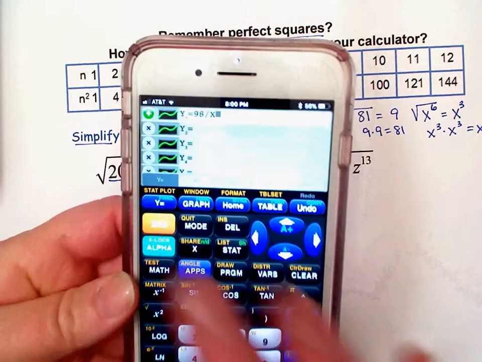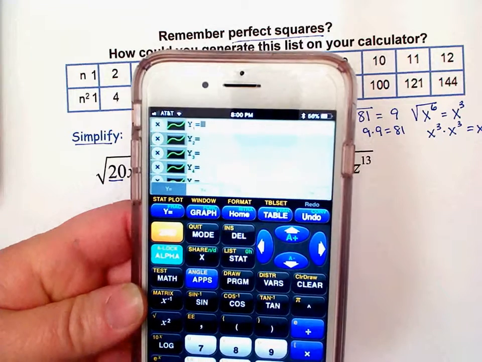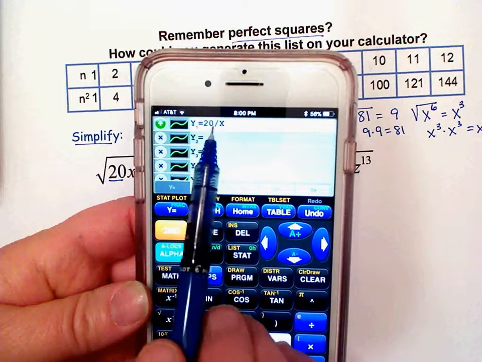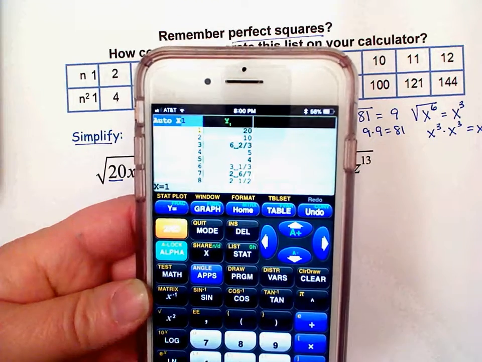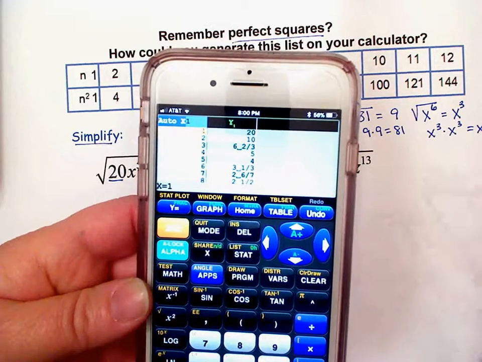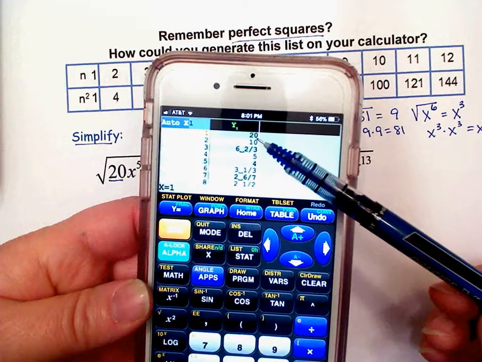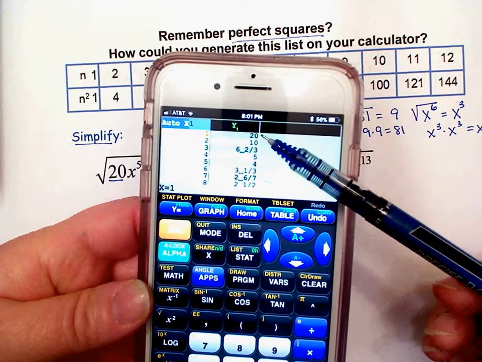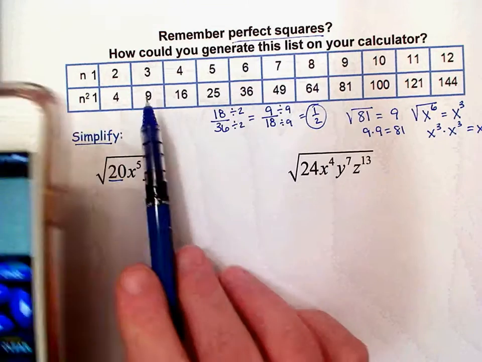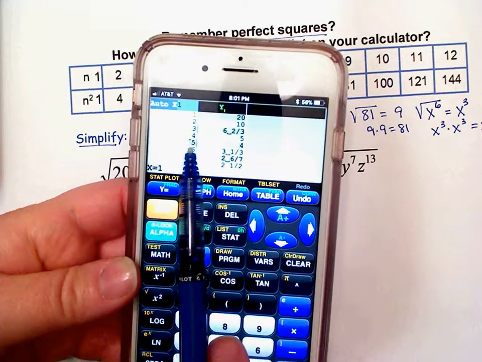If you go to your y equals on your calculator, you can type that number, which is 20, divided by x. It's always important to do divided by x, and look in your table. Here are numbers that multiply to get 20. 1 times 20 is not helpful. Even though 1 is a perfect square, it still is going to leave you a 20 under the radical, so you haven't accomplished anything. 2 times 10 is 20, but neither 2 nor 10 is a perfect square, so that's not helpful. This is a fraction, so then we have 4 times 5.